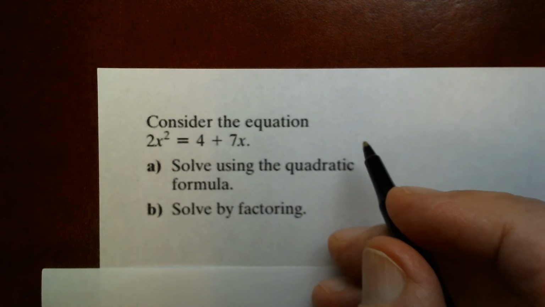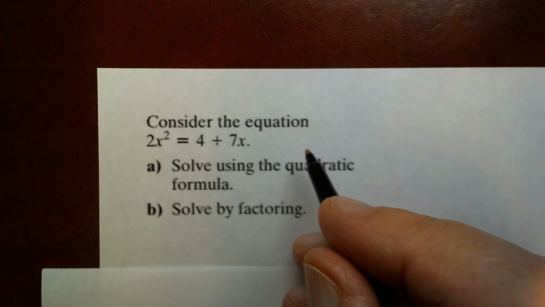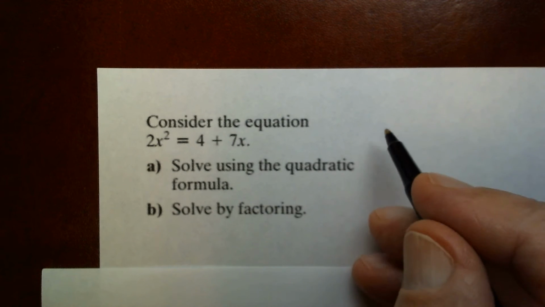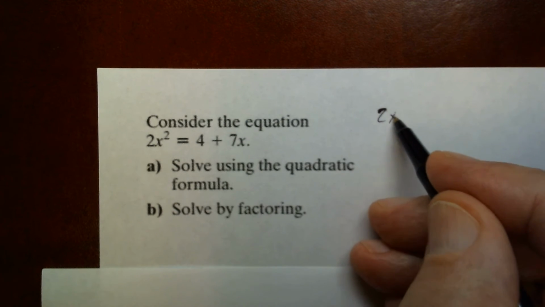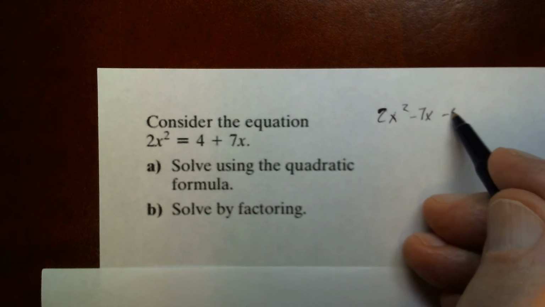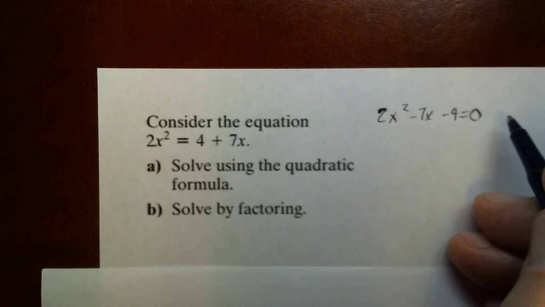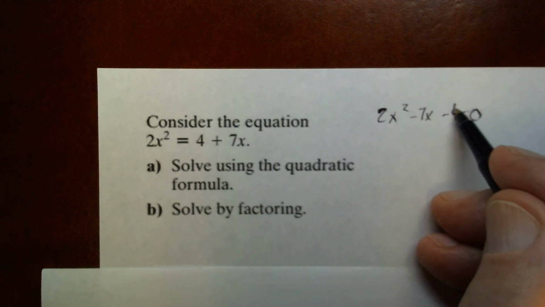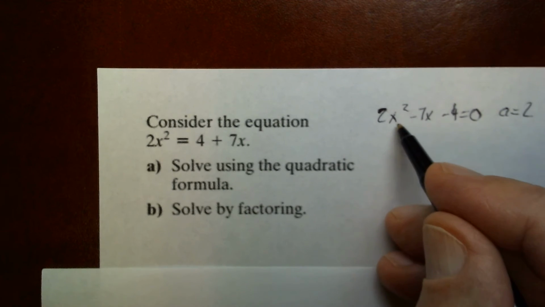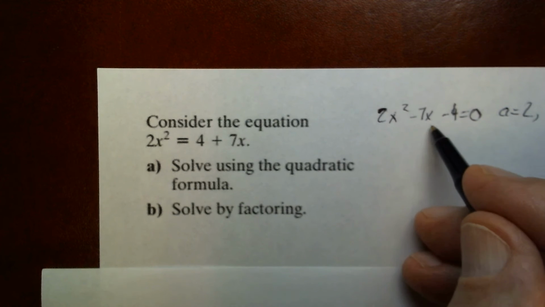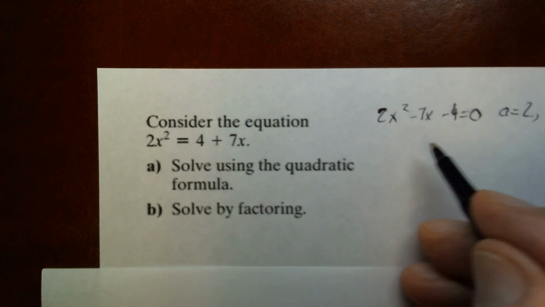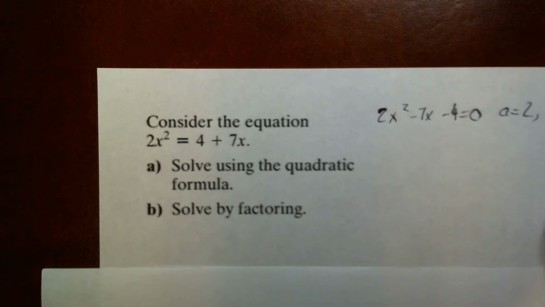So let's write this quadratic equation in standard form to use the quadratic formula. So this would be 2x squared minus 7x minus 4 equals 0. So that means that a equals 2, the coefficient of x squared. B, the coefficient of x, is equal to minus 7. And c is equal to minus 4.